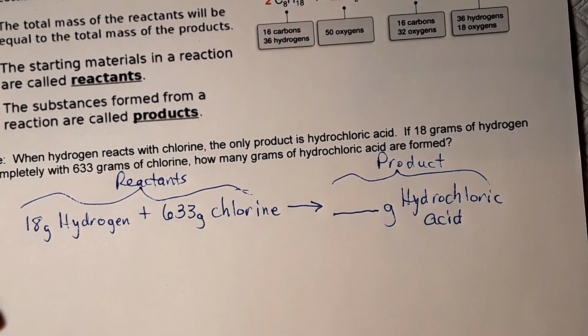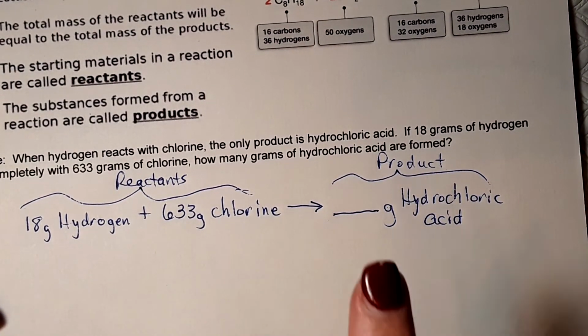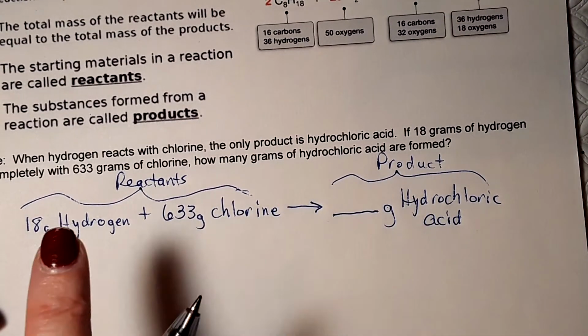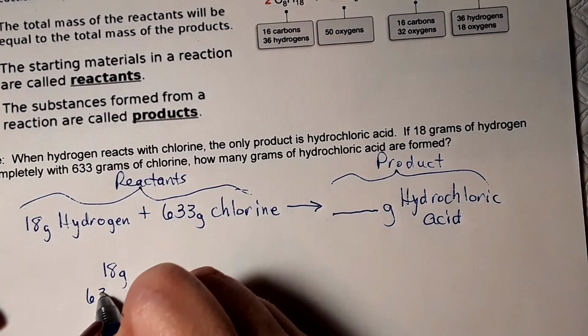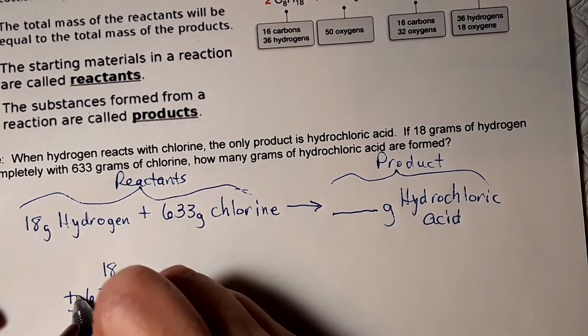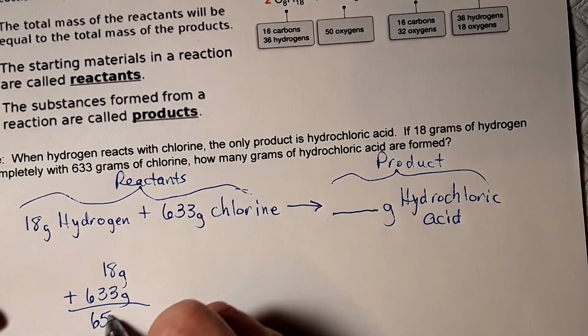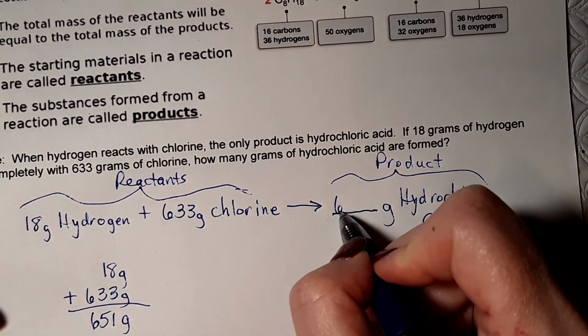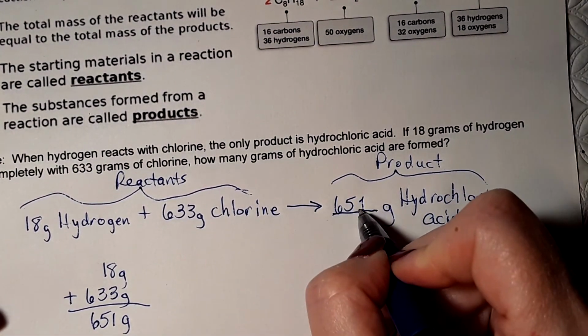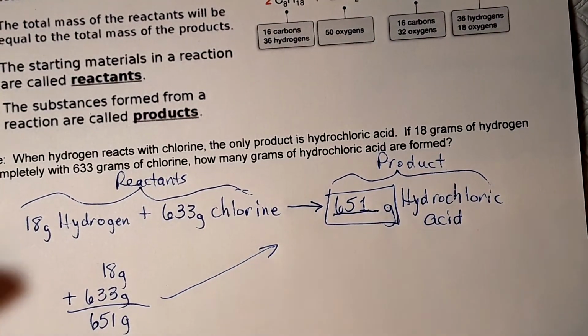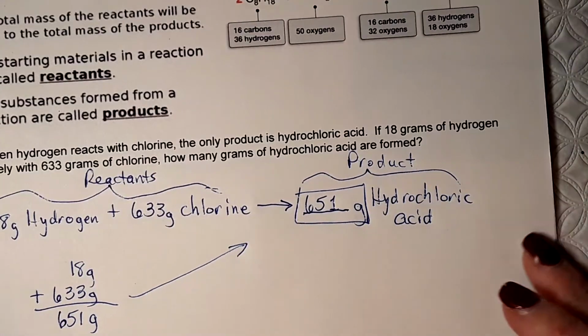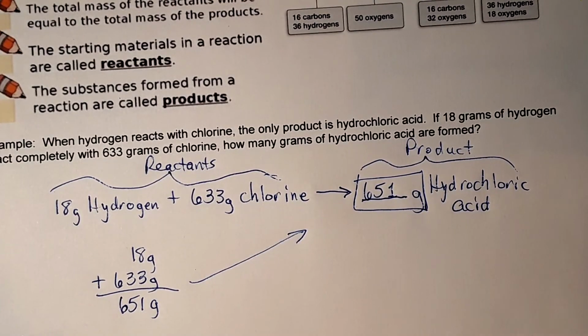Well, according to the law of conservation of mass, we have to have the same number of grams here that we do here. So 18 grams plus 633 grams gives us a total of 651 grams. So we have to have 651 grams of hydrochloric acid in order for mass to be conserved. Now that's not so bad, is it? That's pretty cool. Okay, guys, that's the end of the notes.